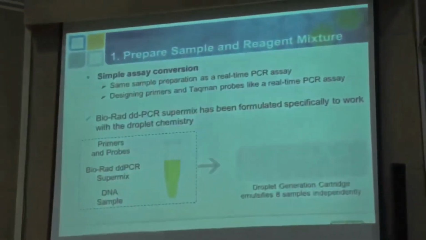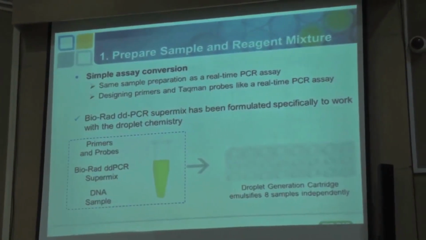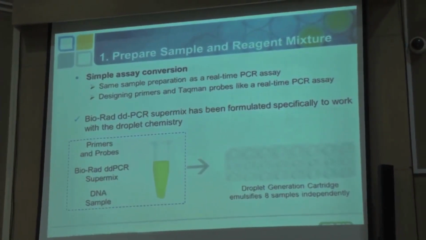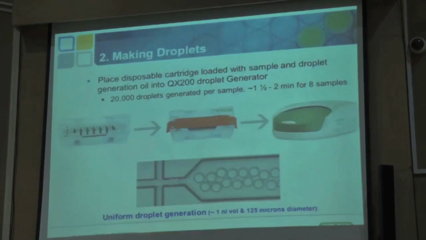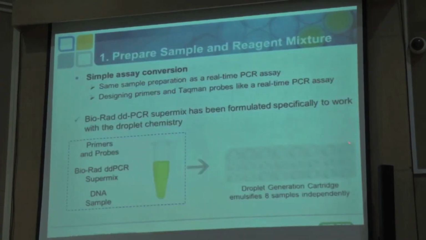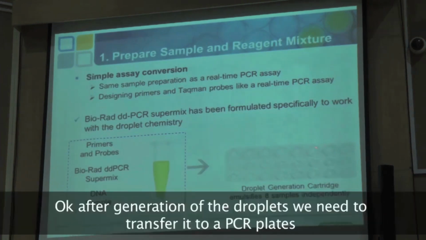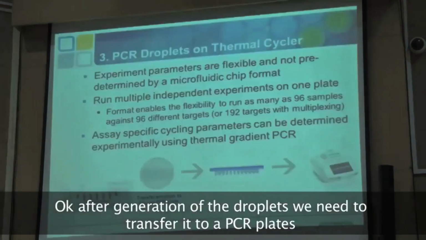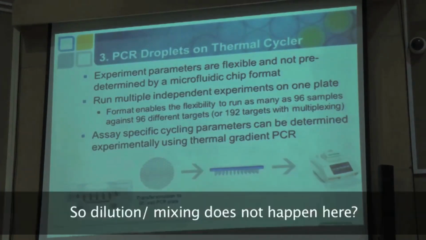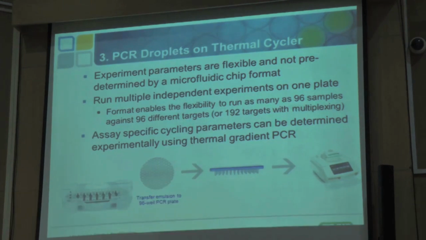This process takes 1 minute. You generate your droplets in this top row, and after generating the droplets, we need to transfer them to a PCR plate and then run the PCR. Is there variation in this step also? No, that doesn't happen. It's been well optimized for that.